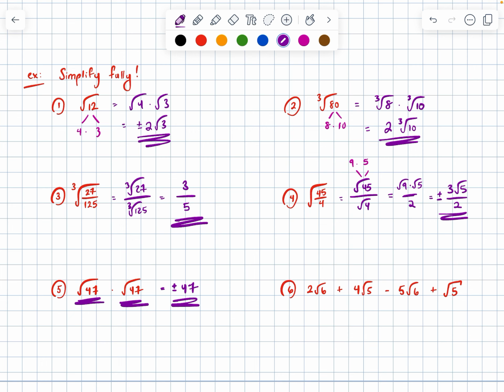And finally, for number 6, here, this is my last property. Again, I'm just counting like radicals. Notice that I have 2 root 6s. I subtract 5 root 6s. How many root 6s do I have? Well, that would leave me with -3 of them. And then I've got 4 root 5s. I add a root 5 to that. How many root 5s do I have? Well, I should have 5 of them in total. So -3 root 6 plus 5 root 5 is my final answer.